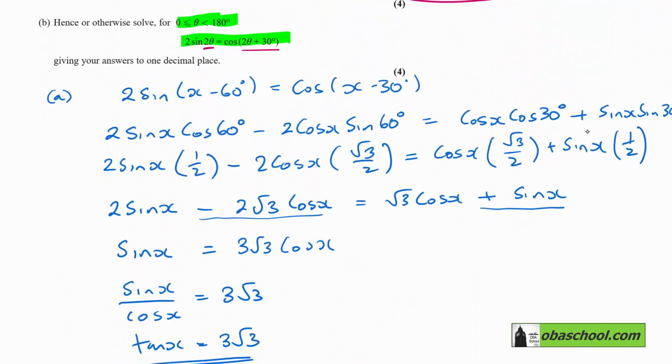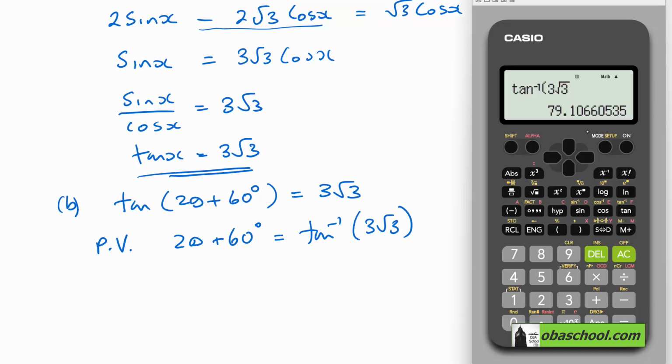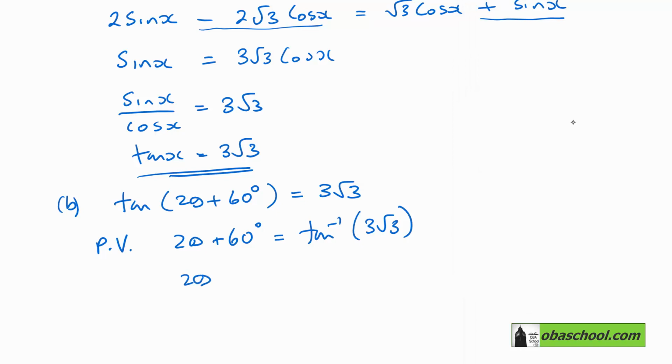79.1066. Now let's just have a look. We want one decimal place. So at this stage of the question, I'm going to keep 2 decimal places. So 79.11. So 2 theta plus 60 is 79.11 degrees. That's our principal value.